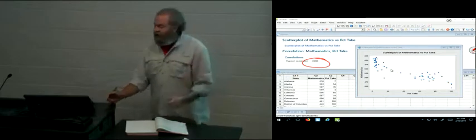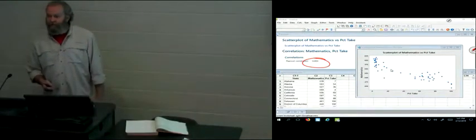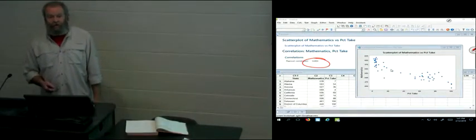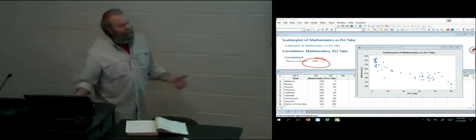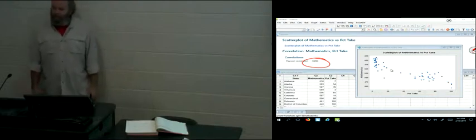Does the minus make sense to everybody? Negative correlation, negative association. How strong is it? Oh, it's pretty strong, right? It's in that moderately strong area. Yep. So what we're seeing is a moderately strong negative linear relationship, linear association, between percent taking and the state's mean math density.